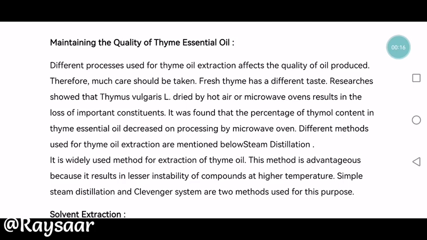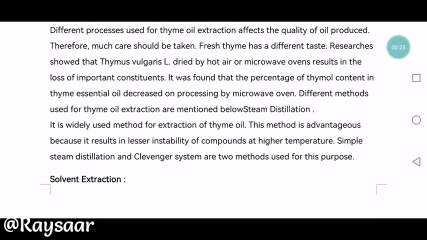Researchers showed that Thymus vulgaris dried by hot air or microwave oven results in the loss of important constituents. It was found that the percentage of thymol content in thyme essential oil decreased on processing by microwave oven. Different methods used for thyme oil extraction are mentioned below.